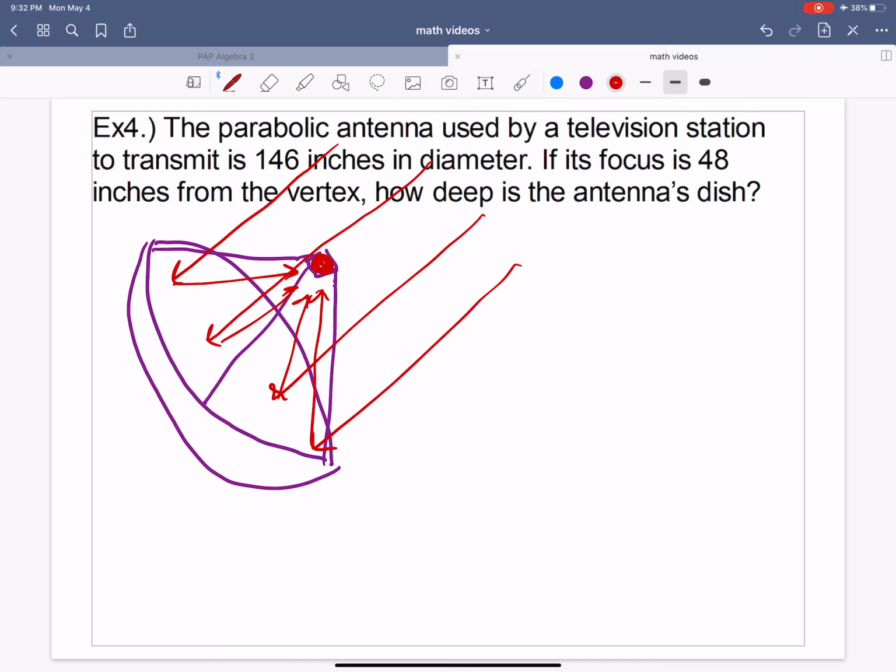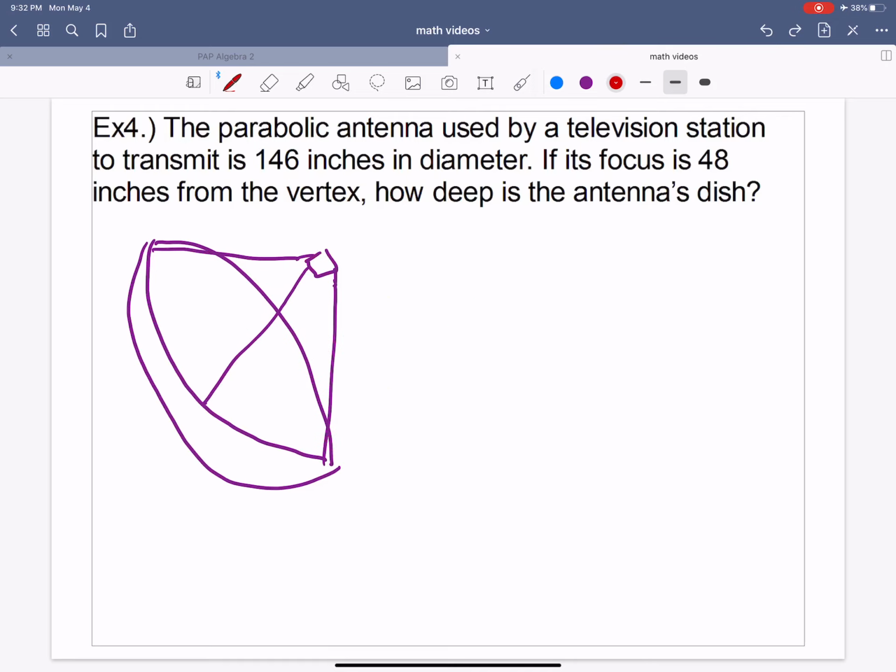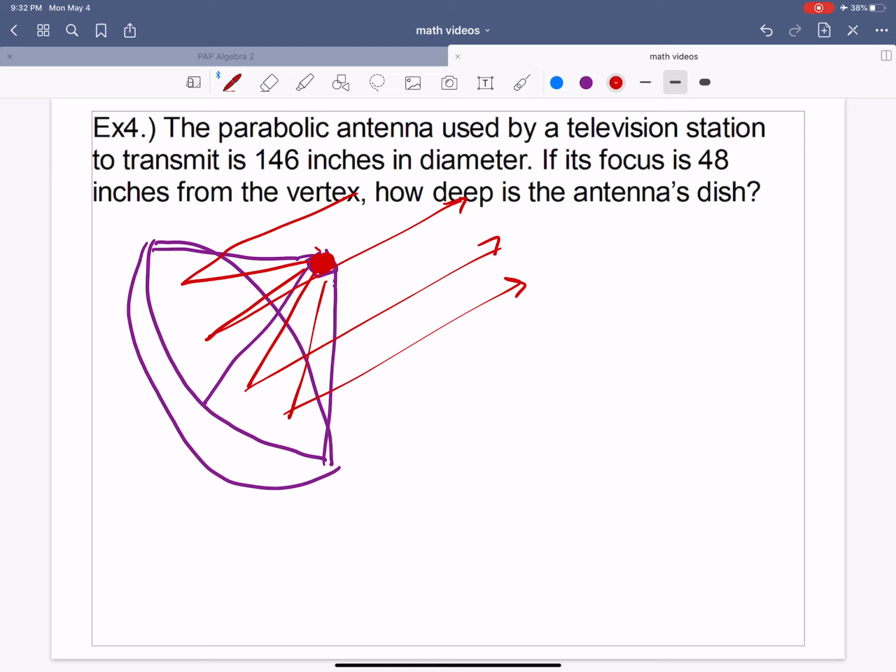So everything that hits the surface of that satellite dish actually reflects back to that focus point. Likewise, let's say you wanted to communicate with space. You emit that signal from your focus point and it bounces off the surface of your satellite dish, and you get a much larger signal that you send up to space.